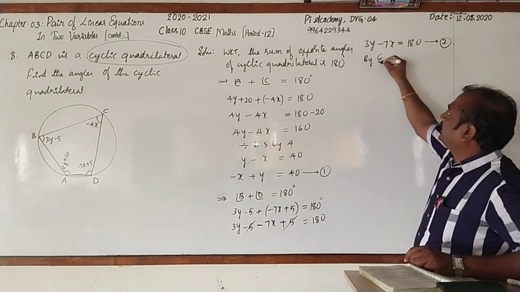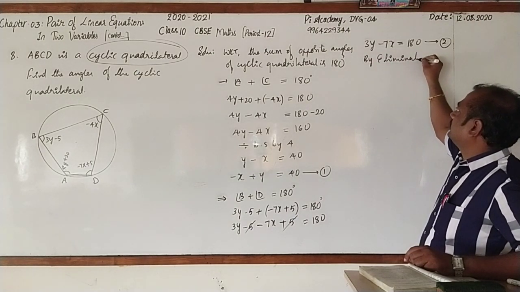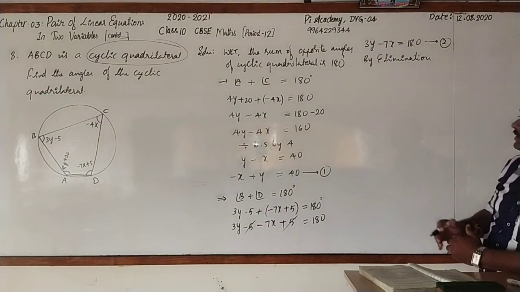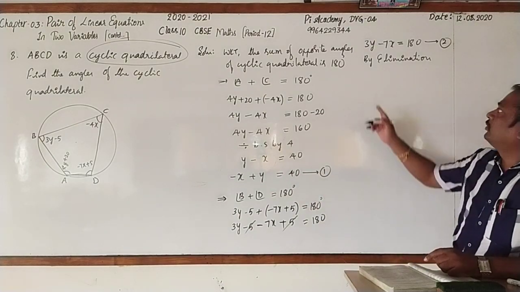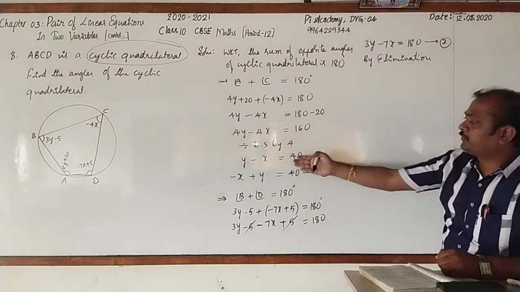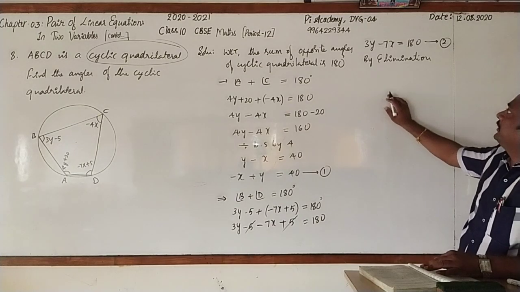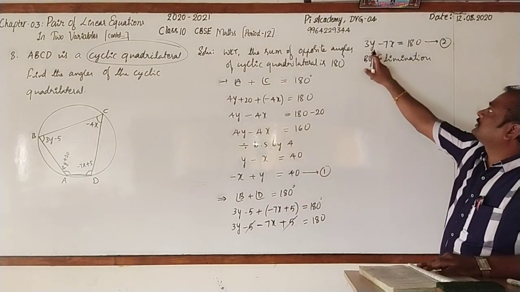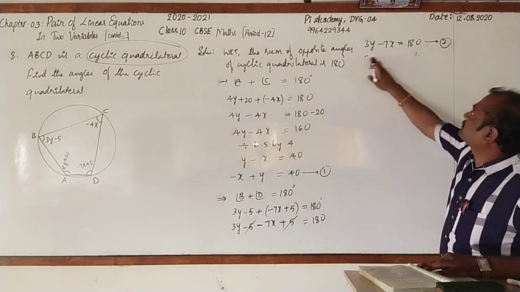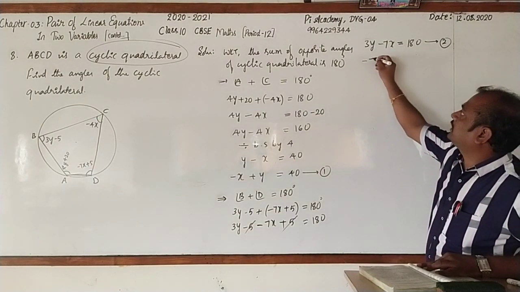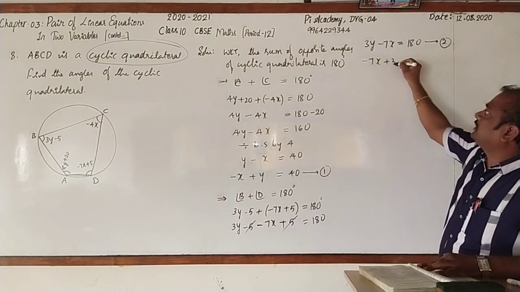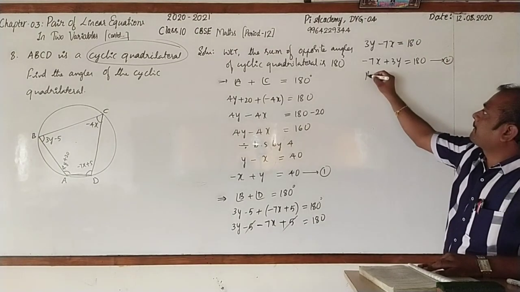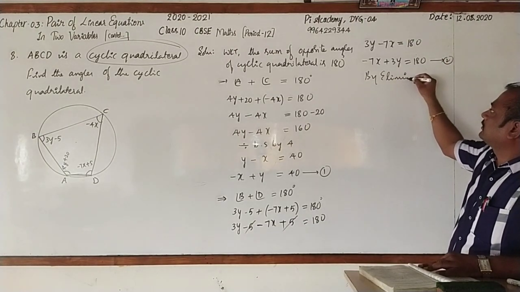Let me write here. By elimination method. Then which one would you like to eliminate? Either the x term or the y term. Let us go for the x term only. Here minus x plus y is equal to 40 and this is 3y minus 7x equal to 180. This can be rewritten in standard form as minus 7x plus 3y is equal to 180, by elimination method.